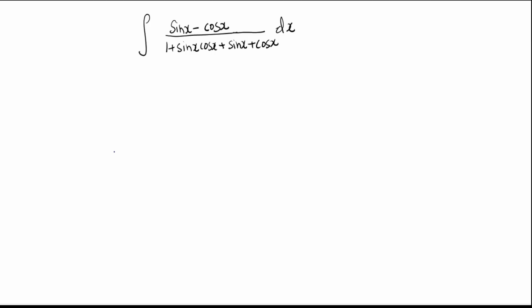Hello everyone, today we are going to solve this integral. So if you look at this integral here, we have (sin x minus cos x) over (1 plus sin x into cos x plus sin x plus cos x), right?